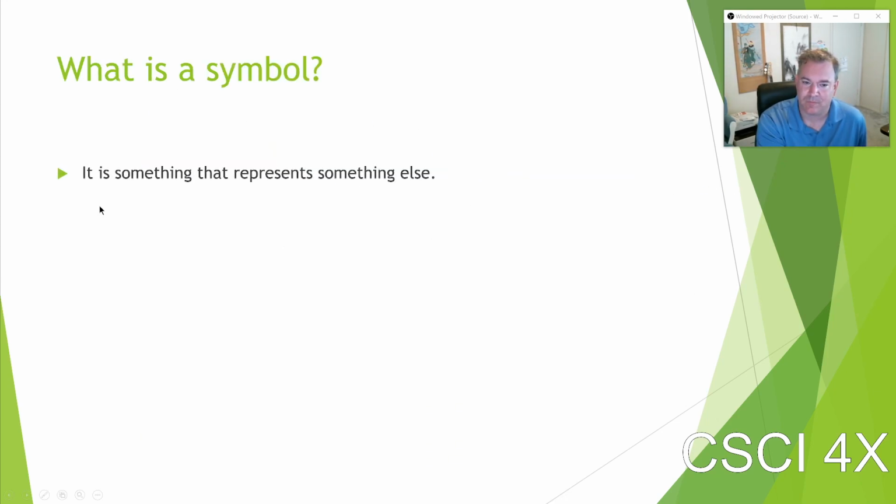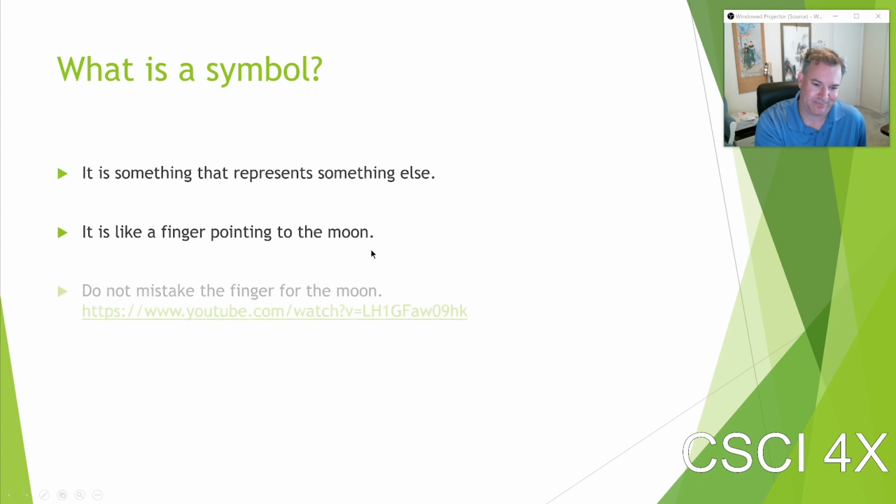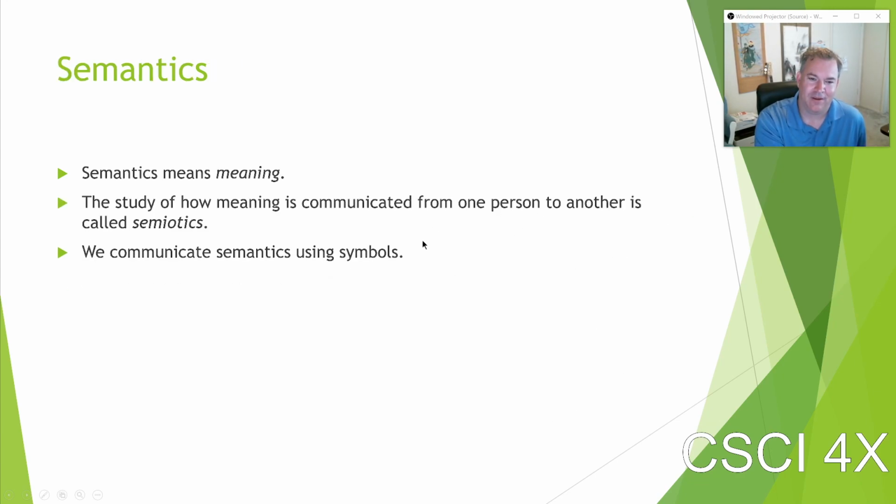So what is a symbol? A symbol is something that represents something else. It is like a finger pointing to the moon. Do not mistake the finger for the moon, or you'll miss all of that heavenly glory. Bruce Lee. Yeah, there we go. Semantics is meaning. Okay, what is the meaning behind a symbol?